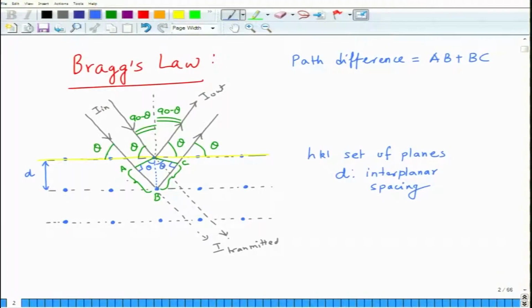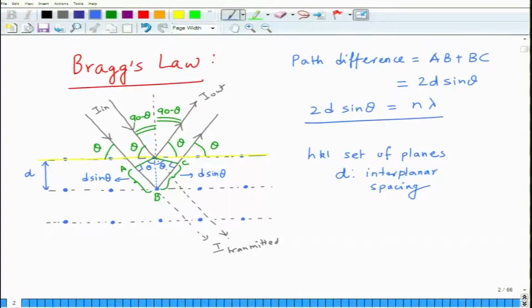So, this becomes d sin theta, and this also becomes d sin theta. So, this is basically 2d sin theta, and the diffraction Bragg's law says that this must be equal to n lambda, integral multiples of the wavelength. So, this is what is basically the Bragg's law.